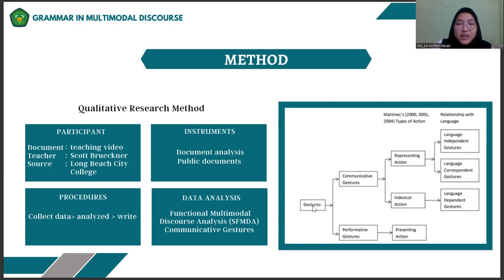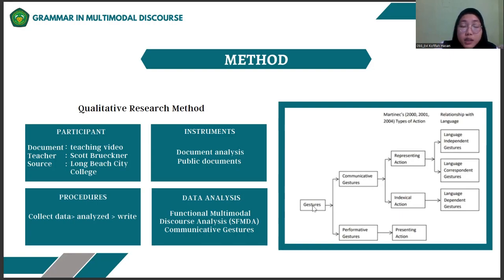Okay, for the instrument in this research, we use document analysis in the form of public documents. The document is in the form of classroom management in teaching English. And then for the analysis procedure, first, we explore the issues about teaching management and then determine the method of analysis. After we collect the data from YouTube, the data is analyzed with the method that has been determined: the video is captured into parts of images, then analyzed and put into writing.